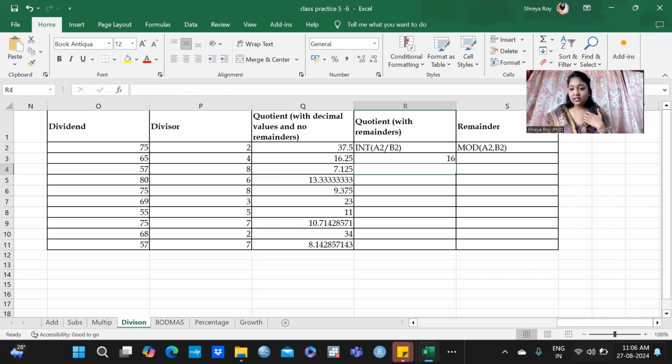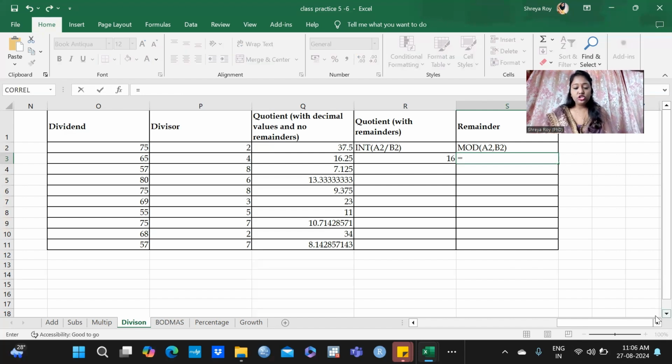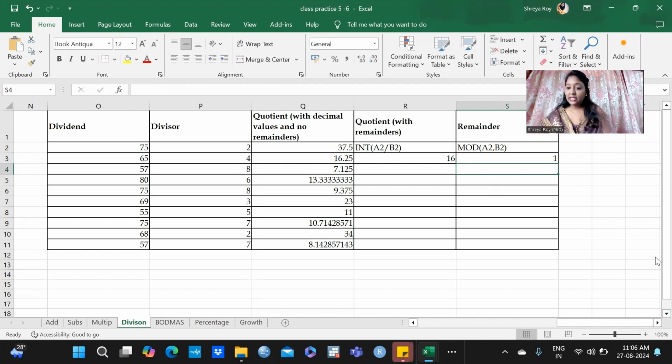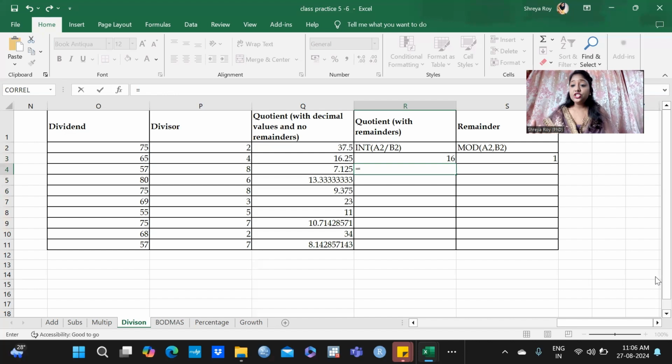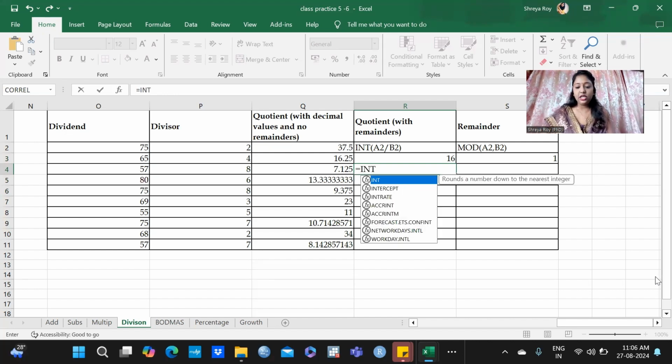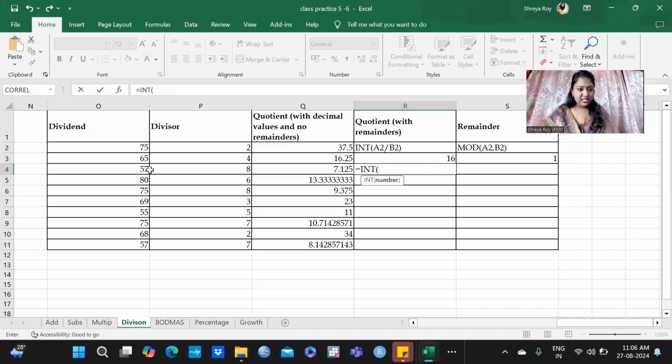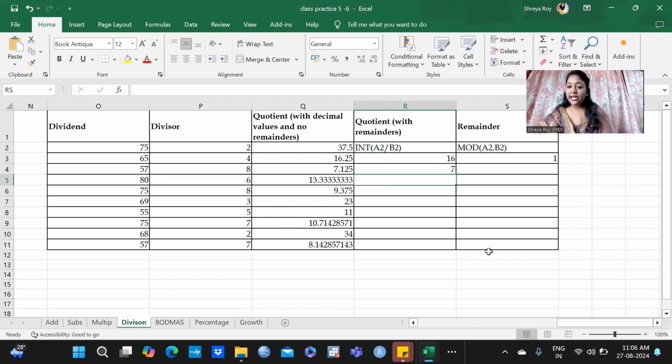So you got 16. And now let's try to figure out the remainder. Is equal to MOD, open bracket, select the first cell, comma, select the divisor, close bracket, and enter. So the remainder was 1. Repeating. If you want just the quotient and not a decimal quotient, you will type INT, open bracket, select the dividend by, select the divisor, close bracket, and enter.